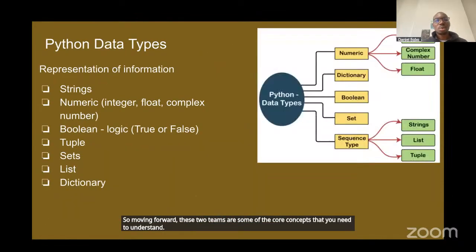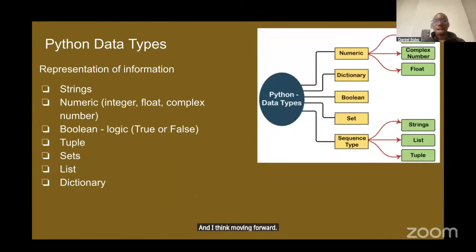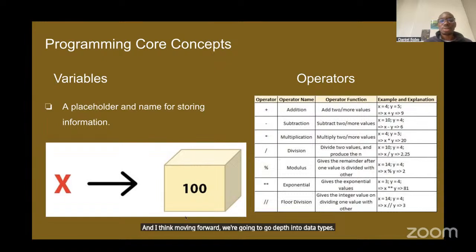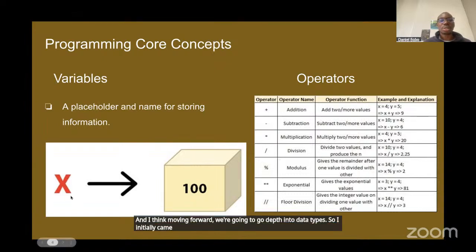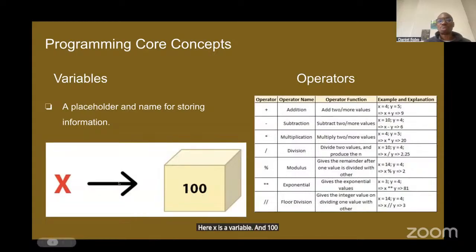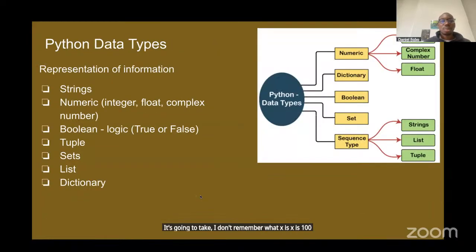And I think moving forward, we're going to get into data types. So I initially came here and then I pointed you to X. Here, X is a variable and 100 is the value that has been assigned to it. So what this means is that if I say X to the computer, it's going to say, I remember what X is. X is 100. Okay, but that's not all.